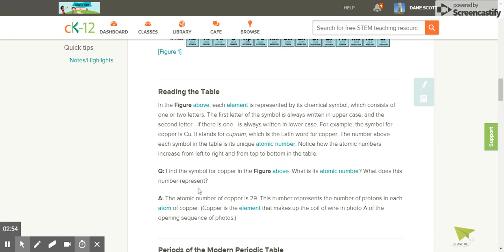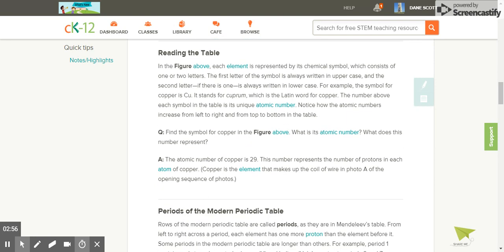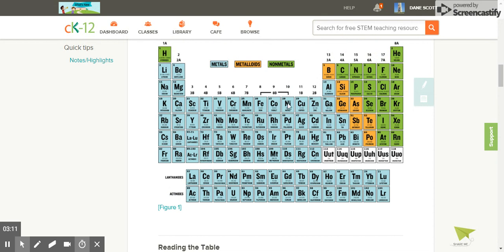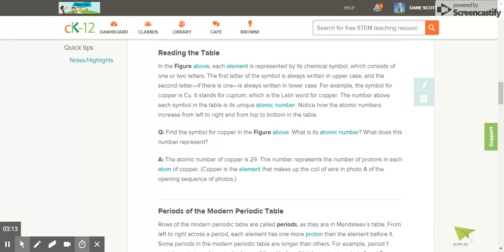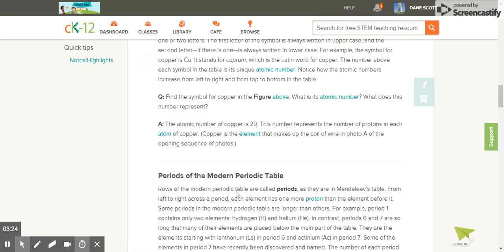Question. Find the symbol for copper in the figure above or on your periodic table that you're looking at. What is its atomic number? What does the number represent? Give you a second. The answer: the atomic number of copper is 29. It's right here. The number represents the number of protons in each atom of copper. Copper is the element that makes up the coil of wire in photo A of the opening sequence of photos.